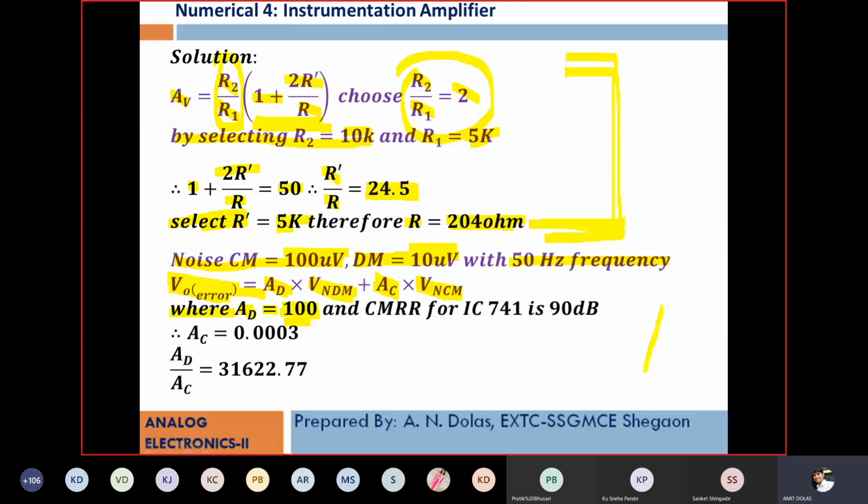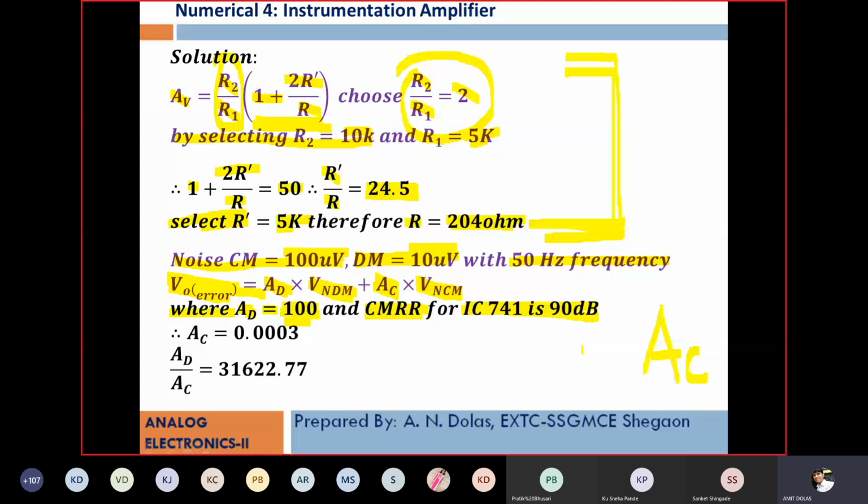Do you know what ACM, the common mode gain, is? No, you have to calculate it. But you know that IC 741 is used. CMRR for IC 741 is 90 dB. And you know the formula, CMRR is equal to ADM upon ACM, where CMRR is known, that is 90 dB, which we have to convert from decibel. Then AD is 100. We have to calculate AC.